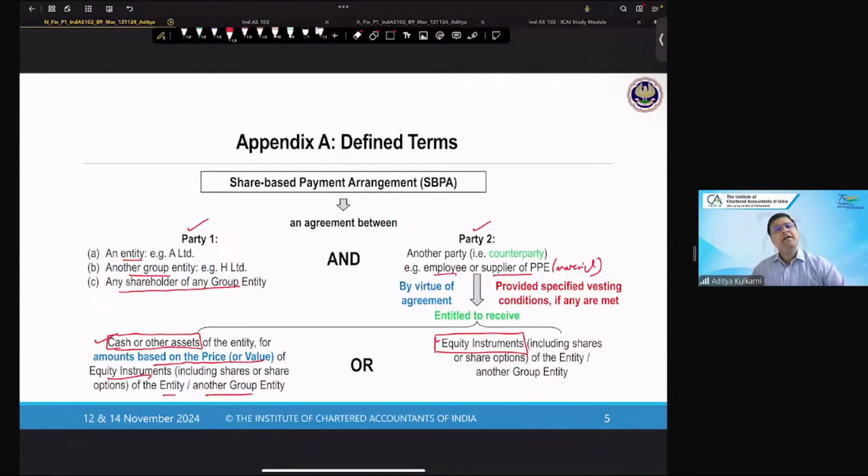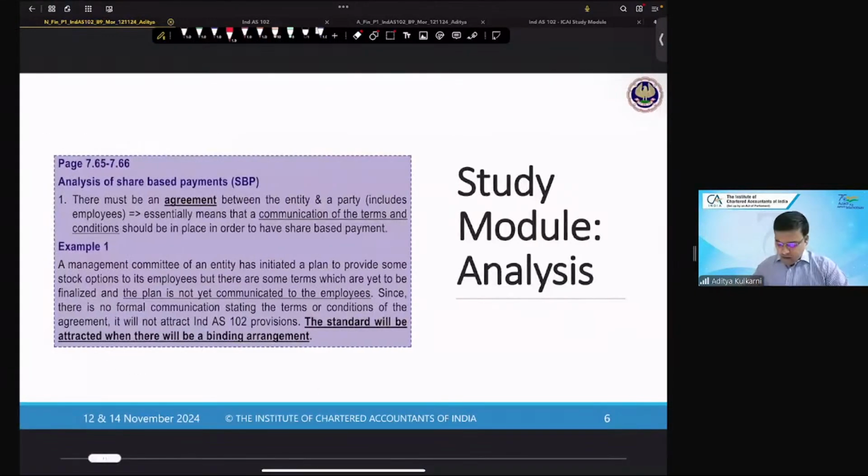SBPT, SBPM. Theoretical in nature, it will not be asked in the examination, but nonetheless, it's something that we are going to use on a regular basis in the next two sessions. So I leave these questions to you for homework. That is just for our understanding. Like what is a share-based payment arrangement? What is a share-based payment transaction? You can go through these questions from the study material for your own reference. These are just examples that the institute has given. There are a plethora of examples in the study module.